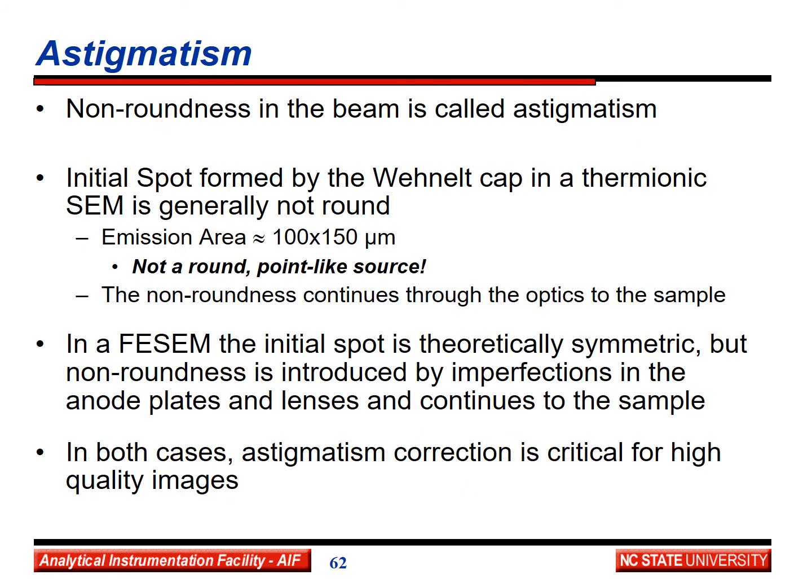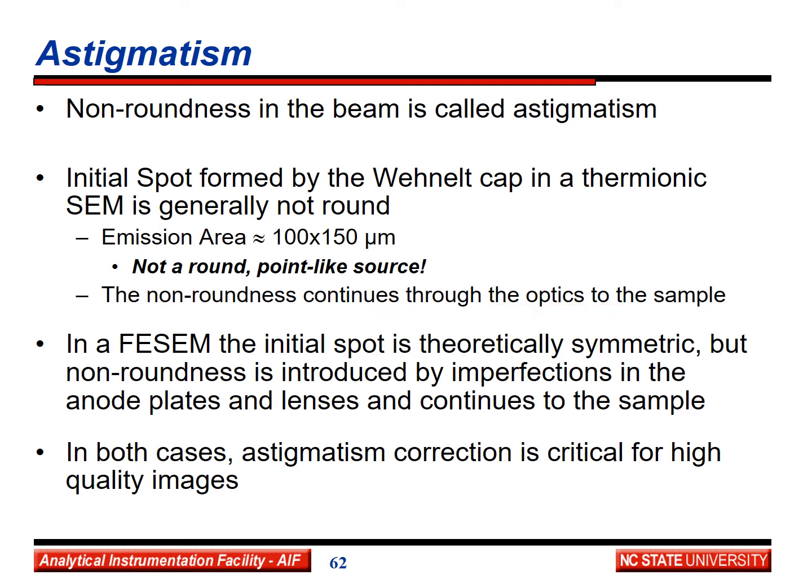Non-roundness in the beam is called astigmatism. The initial spot size formed by the Wehnelt cap in a thermionic SEM is generally not round. Our emission area is on the order of 100 by 150 microns, which is not a round point-like source. And so this non-roundness continues all the way through the optics to the sample.